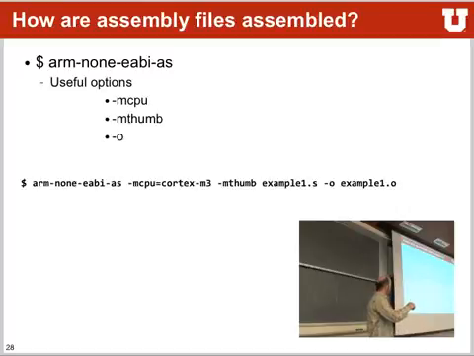We have the ARM non-EABI assembler that we are using to get whatever your assembly file is into an object file. What do we tell the assembler? Well, we tell it that our CPU type is a Cortex-M3 and that the assembly that we are using is Thumb. We tell it the specific assembly file that we want to assemble and the object file we want to store the output into.